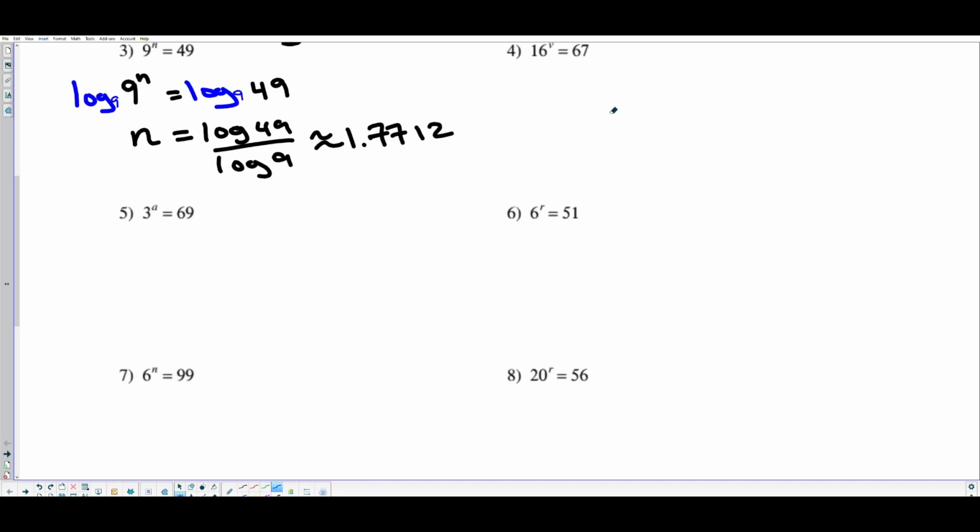Okay, next one. We've got to log both sides. You can do either base 16 or base 67. We're going to do base 16 because we need to get rid of that exponential 16. So 16^v equals 67. Log base 16 of 16 is going to simplify down to 1, and you end up with just v, and you get log base 16 of 67.